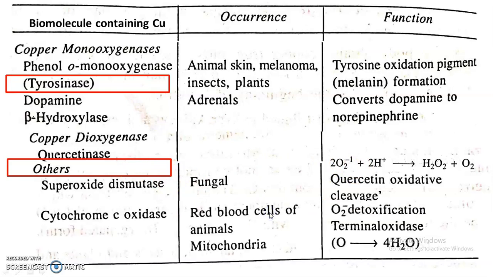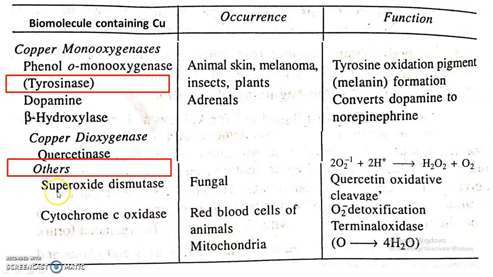Now the next biomolecule which contains copper is cytochrome C oxidase. This cytochrome C oxidase catalyzes the electron transfer reaction and reduction of oxygen in some animals. It catalyzes the removal of hydrogen from a substrate by using only oxygen as the hydrogen acceptor. It is found in red blood cells of animals, mitochondria, etc.